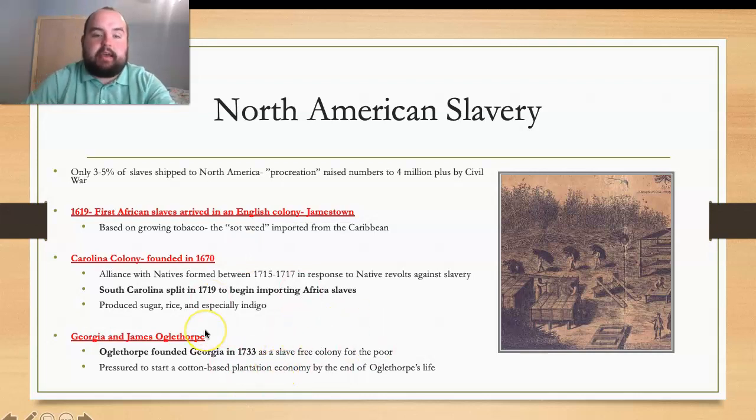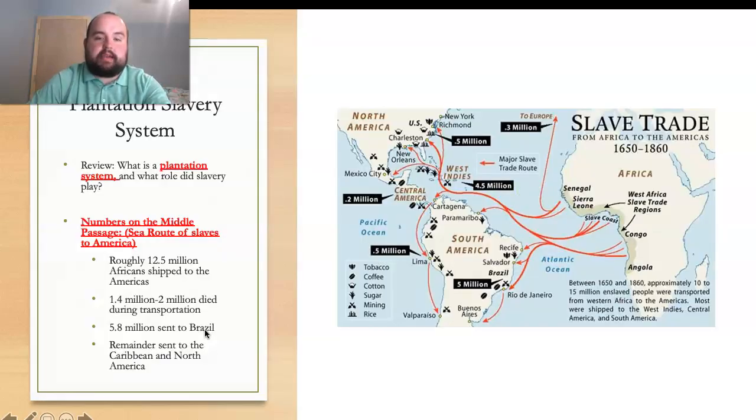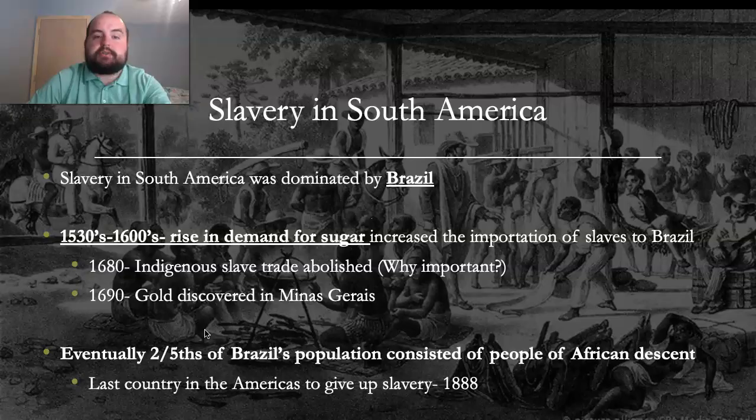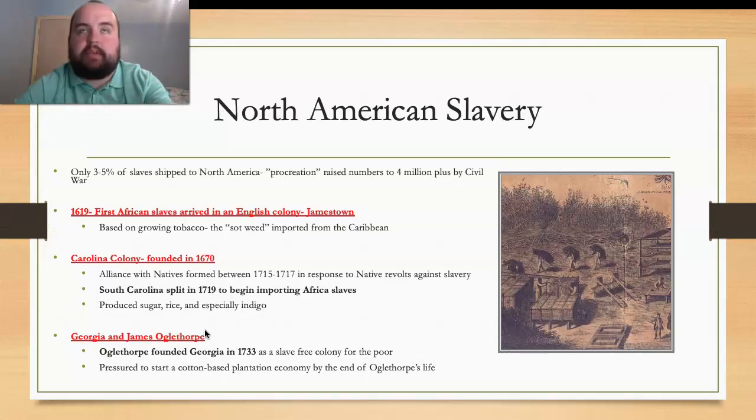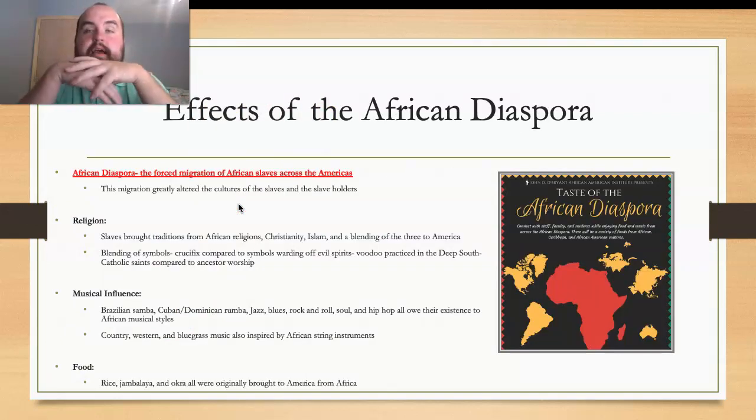So again, as you notice, and hopefully if you remember from the plantation system, most of this slave trade and slave populations in North America and South America are centered around producing some type of cash crop to make everyone a lot of money. Now, the last thing I want to look at before we wrap things up for this week is the effects of something called the African diaspora.